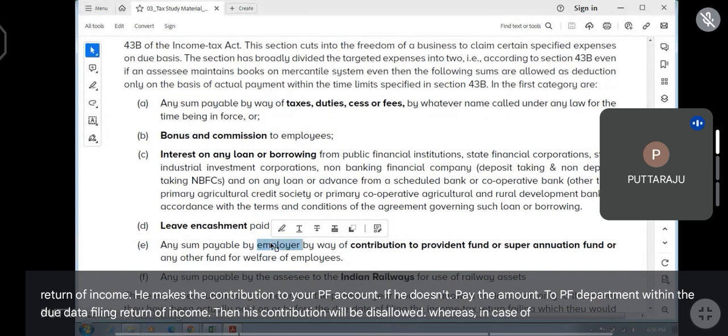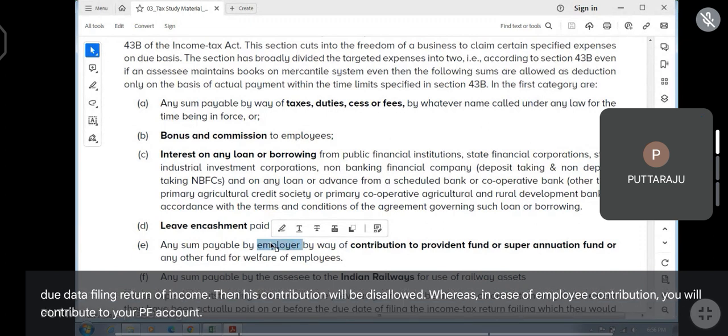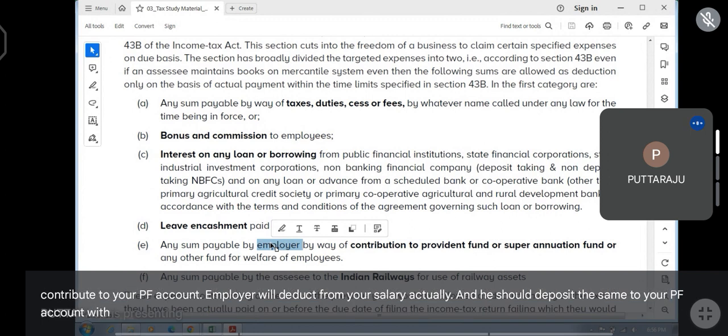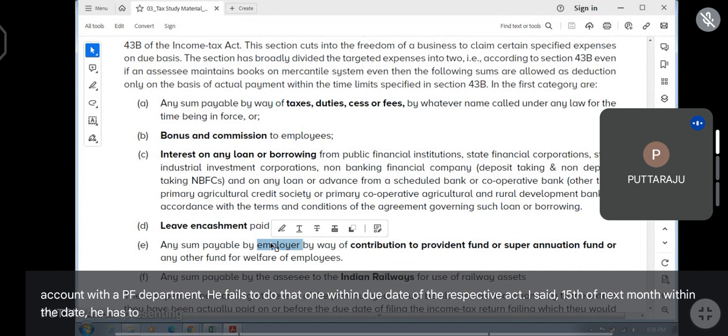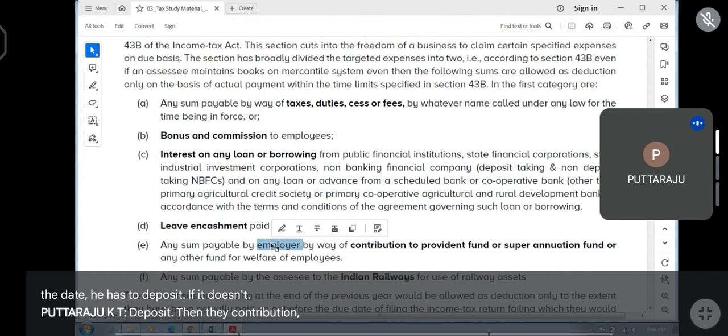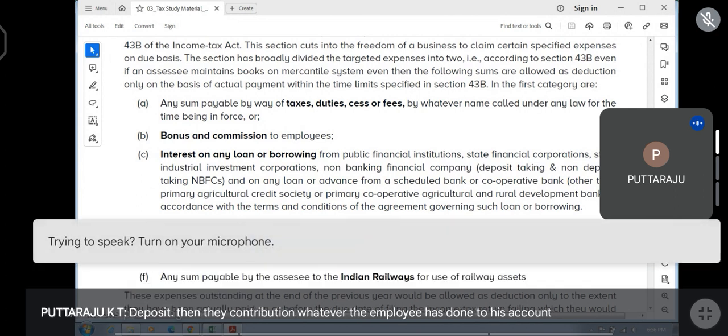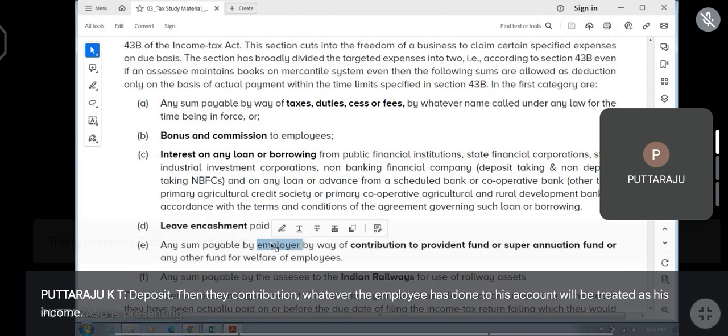Whereas in case of employee contribution, you will contribute to your PF account. Employer will deduct from your salary actually, and he should deposit the same to your PF account with the PF department. He fails to do that within due date of the respective act. I said 15th of next month, within that date he has to deposit. If he doesn't deposit, then the contribution whatever the employee has made will be treated as his income. Whose income? Employer's income.